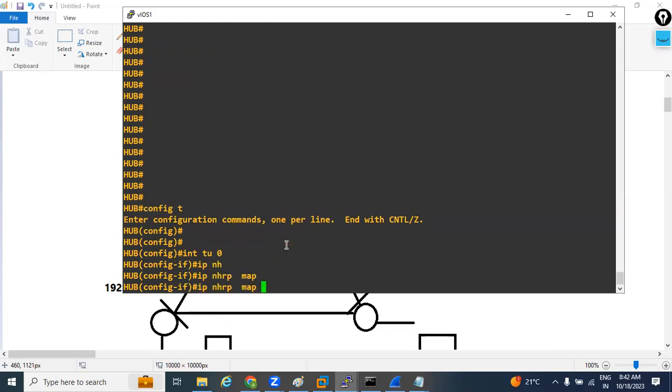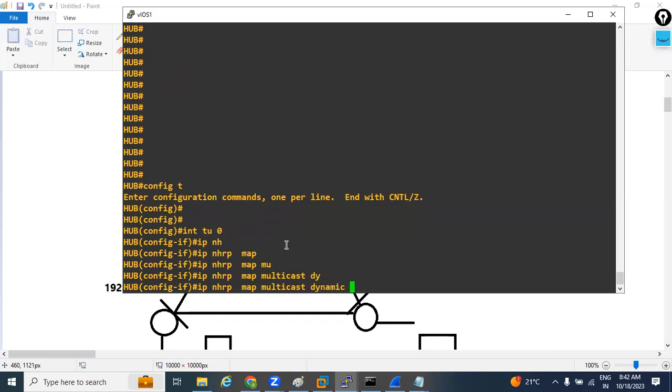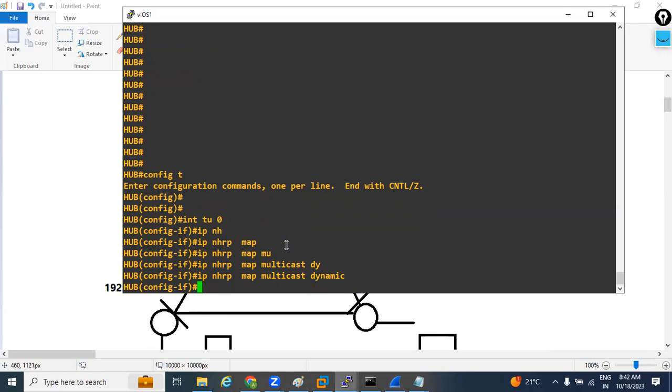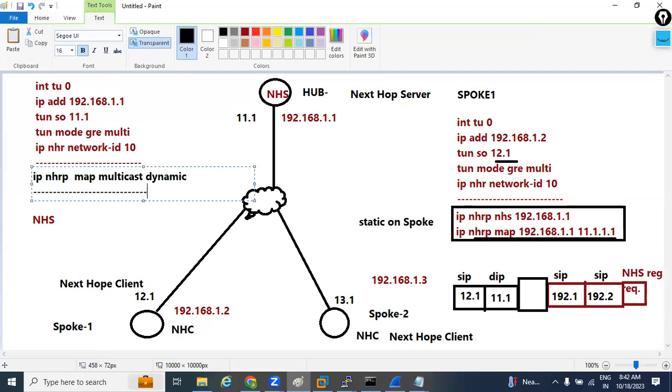ip nhrp map multicast dynamic. Yesterday it was manual entries, and today it is dynamic here. That's it. This entry is needed now just for multicast traffic. So this is the one more command required, and that's it.